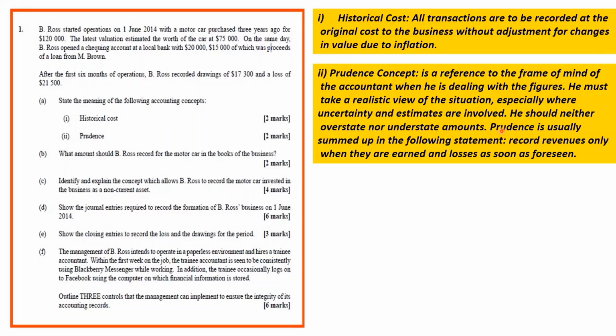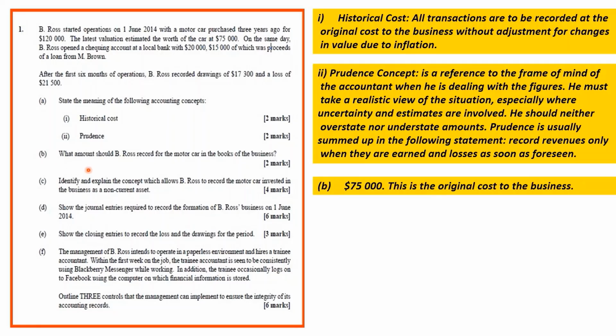So you should neither overstate nor understate the amount. Prudence is usually summed up in the following statement: record revenues only when they are earned and losses as soon as they are foreseen. So you have to earn your revenues first before you can record them, but for your losses, you do the opposite: as soon as you can foresee it. For instance, if you hear that one of your debtors has gone bad and he has a big account in your books, you have to write off the debt as soon as you investigate it and find out that it is true.